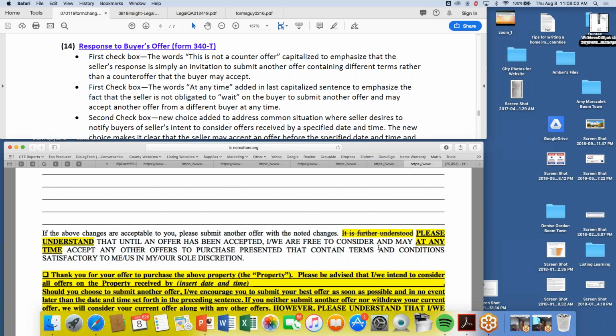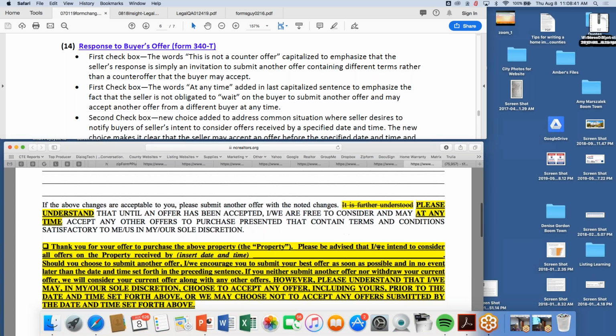Because a lot of times I think people were taking this and saying, oh, if I agree to this, they're going to accept my offer. That's not the case. So it basically clarifies here, if the above changes are acceptable to you, please submit another offer with the noted changes. So it says submit another offer, not sign this form and we have a deal. So it is further understood, with "to" removed, in bold, please understand, screaming at you, that until an offer has been accepted, we are free to consider and may at any time accept any other offers to purchase presented that contain terms and conditions satisfactory to us at our sole discretion. So this is just further clarifying.